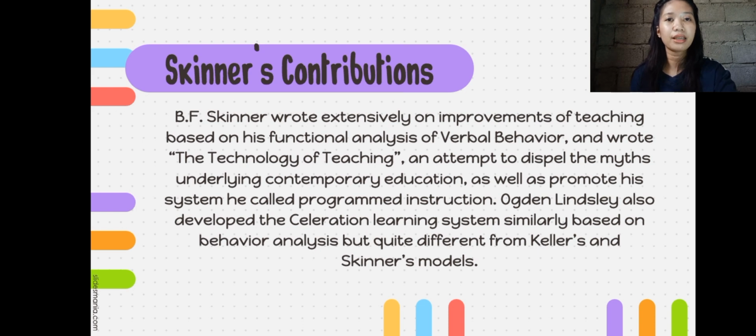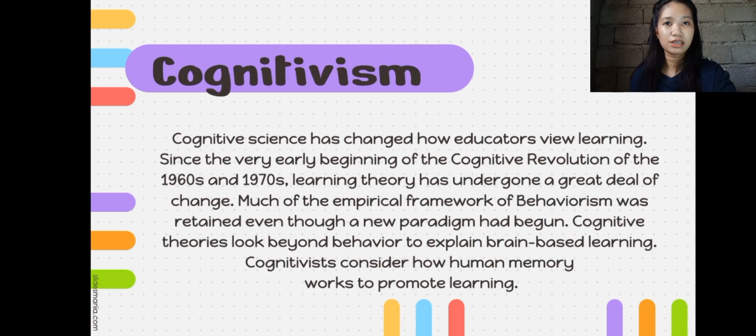Next is cognitivism. Cognitive science has changed how educators view learning. Since the very early beginning of the cognitive revolution of the 1960s and 1970s, learning theory has undergone a great deal of change. Much of the empirical framework of behaviorism was retained even though a new paradigm had begun. Cognitive theories look beyond behavior to explain brain-based learning. Cognitivists consider how human memory works to promote learning.